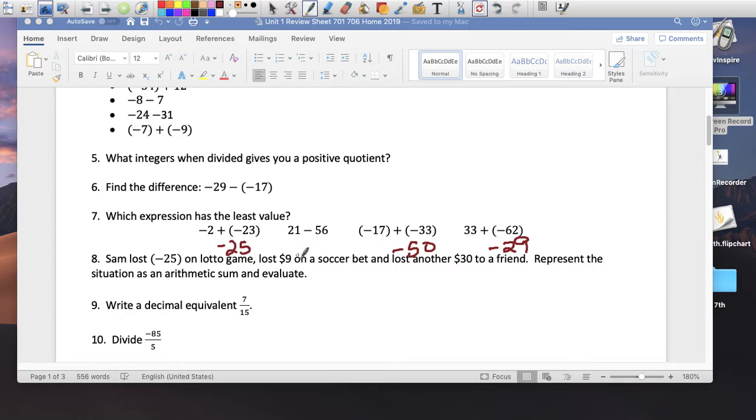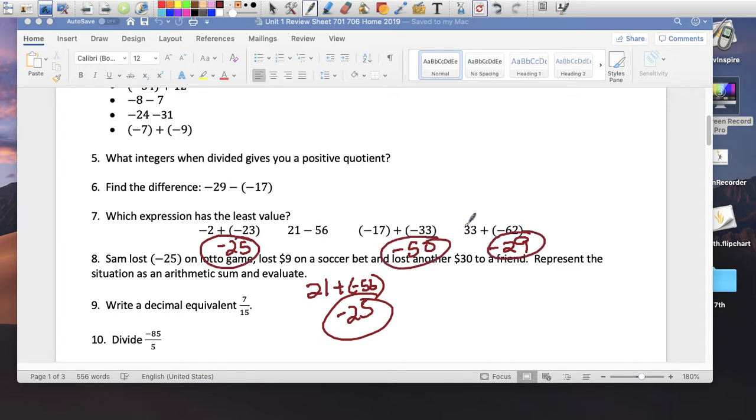And 21 minus 56. I'm going to change that to an addition. It's going to become 21 plus negative 56. The negatives are going to win because they have more. How many more? It's going to be negative 35 more. So I'm going to now look at these four numbers, and I want the one that has the smallest value. The number with the smallest value is the number that's all the way to the left on the number line, or more to the left.